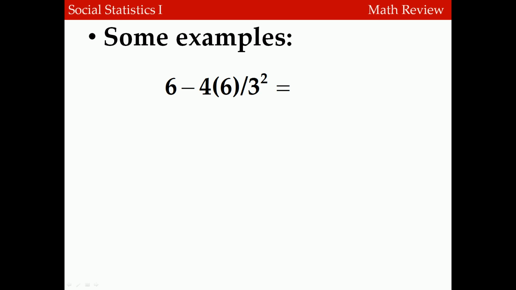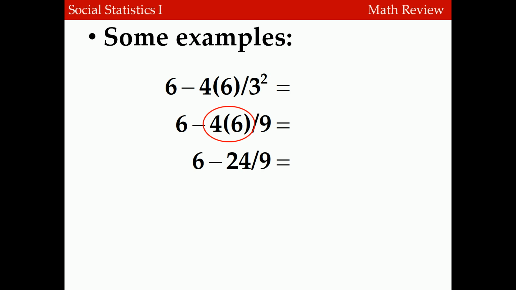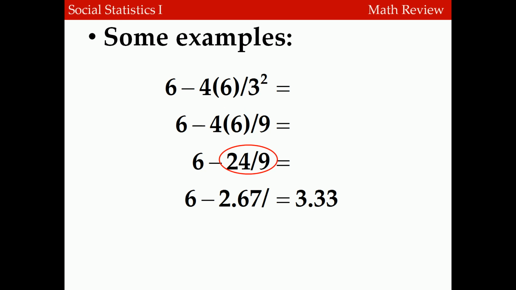How about this example? Again, we use rules of precedence, and we have to start with squares or roots or radicals first. We see we have 3 squared, which just gives us 9. Now we'll use the rules of precedence and go from left to right and do any multiplication, division, and so on before doing addition and subtraction. First we multiply 4 by 6 to give us 24. Next we divide 24 by 9 to give us about 2.67. And then we subtract that from 6, which gives us 3.33.